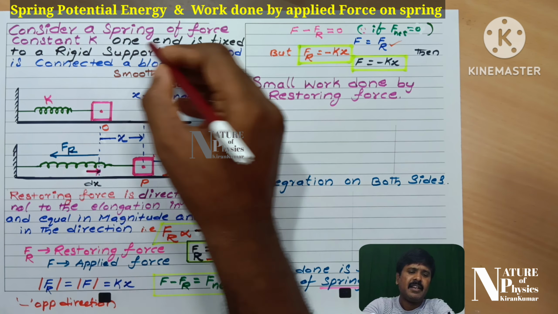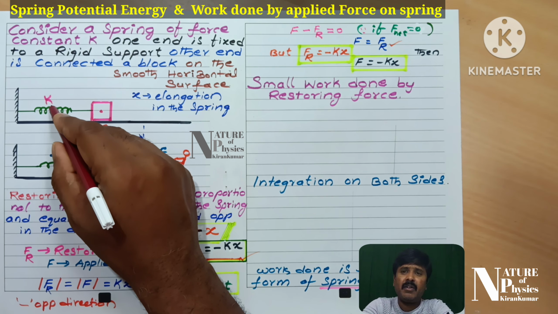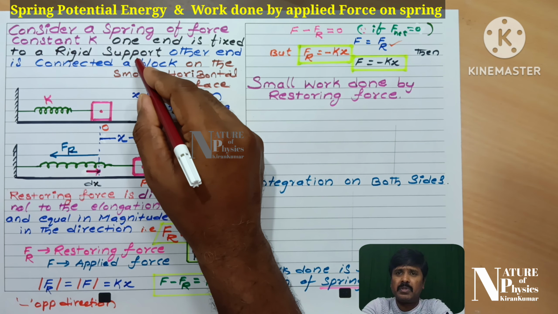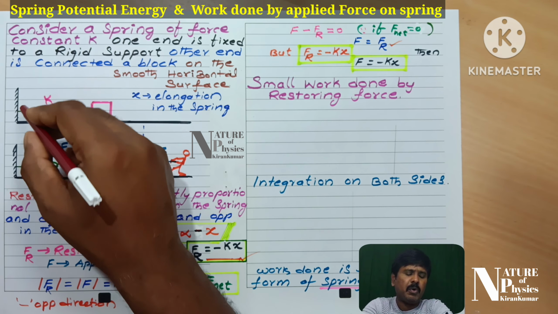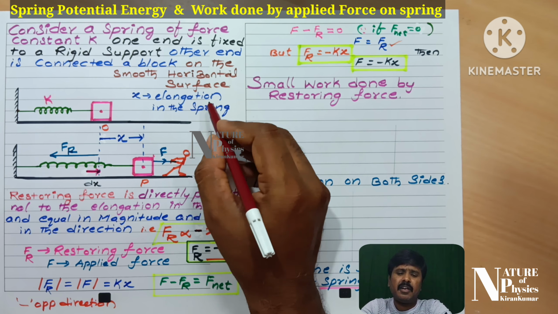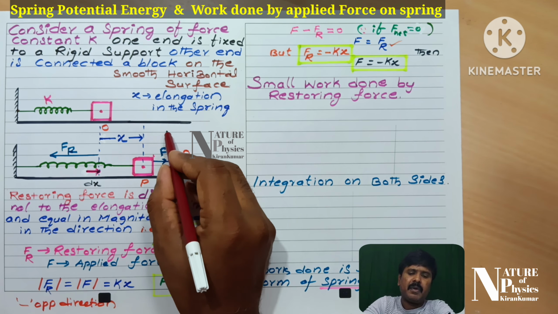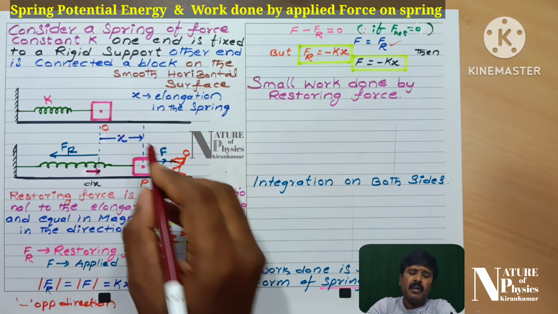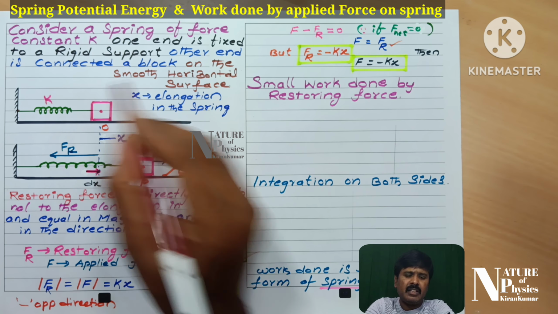See student, consider a spring of force constant K; this is the spring constant, or force constant. One end of the spring is fixed to a rigid support, and the other end is connected to a block on a smooth horizontal surface. Here there is no applied force, so there is no elongation in the spring.